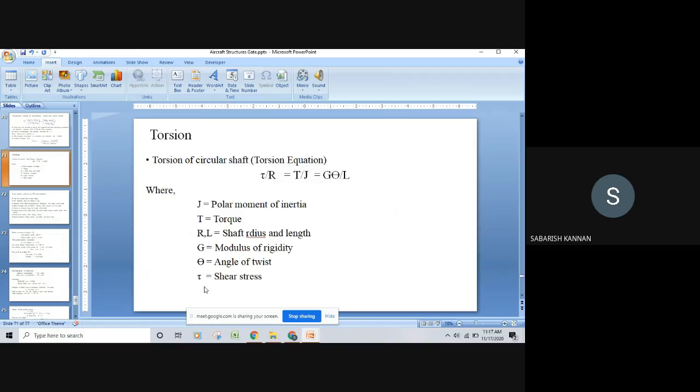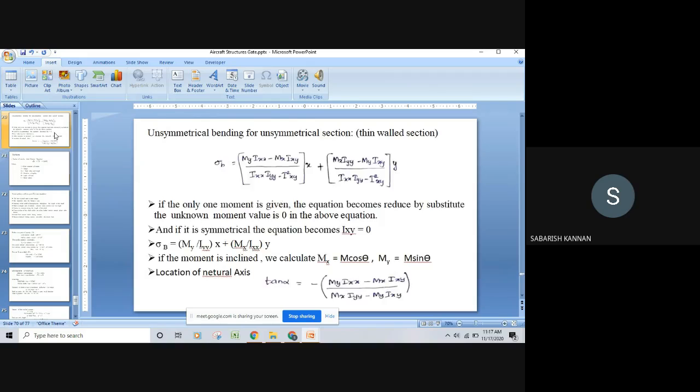So torsion. We already saw the torsion basic equation, right? Before we go to torsion, I will take some problems for unsymmetrical bending.